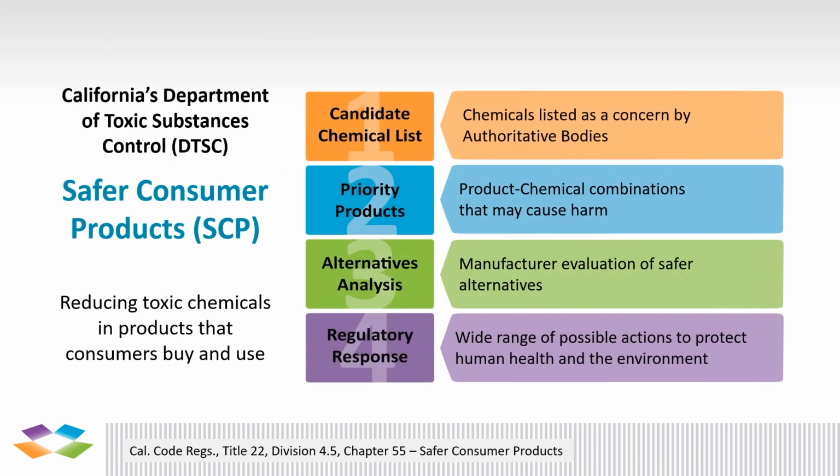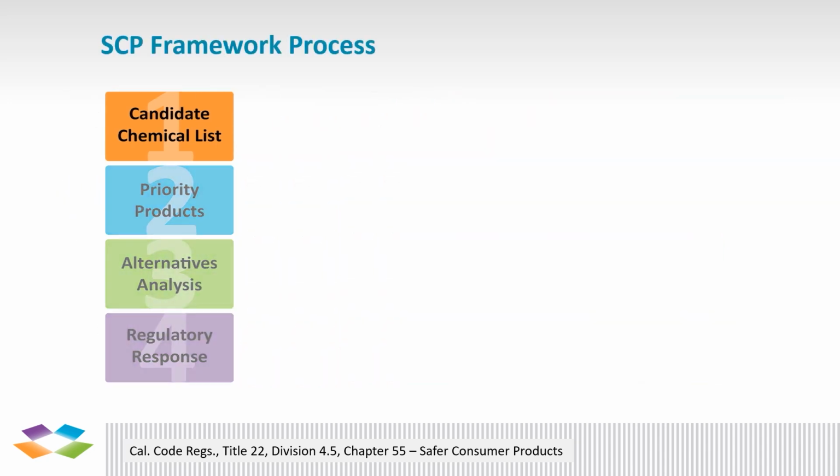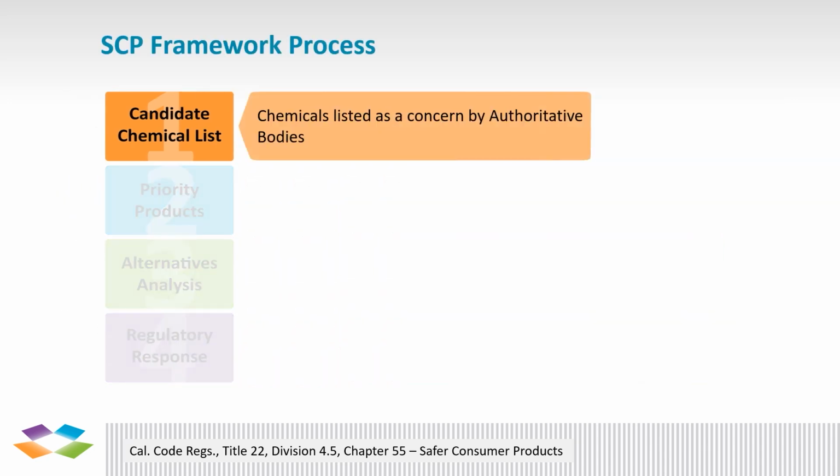To do so, the SCP regulatory framework establishes a science-based four-part process that identifies specific products containing toxic chemicals and evaluates safer alternatives. This process has the ultimate goal of reducing exposure to harmful chemicals in consumer products. For SCP to move forward in regulating a chemical in a product, the chemical first needs to be on DTSC's Candidate Chemicals List, or CC List.